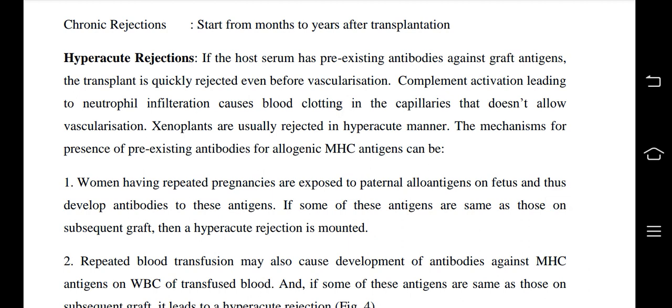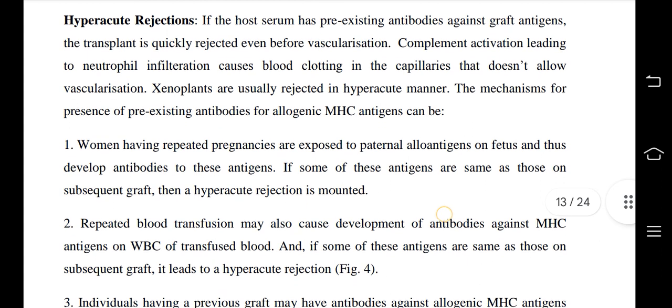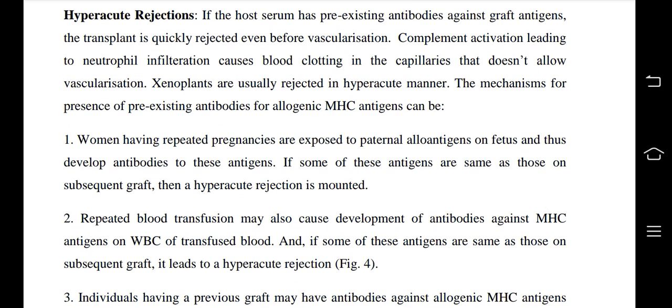Okay, then hyperacute rejection. If the host serum has pre-existing antibodies against graft antigen, the transplant is quickly rejected even before vascularization. Complement activation leading to neutrophil infiltration causes blood clotting in the capillaries that doesn't allow vascularization. Xenografts are usually rejected in a hyperacute manner.